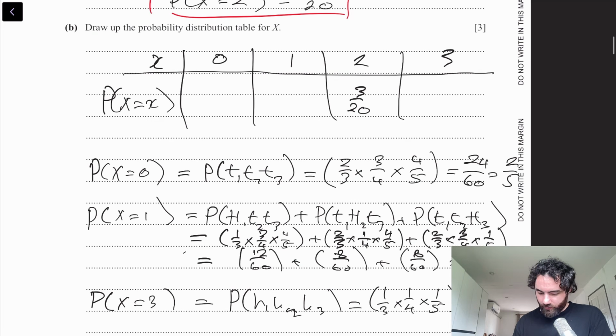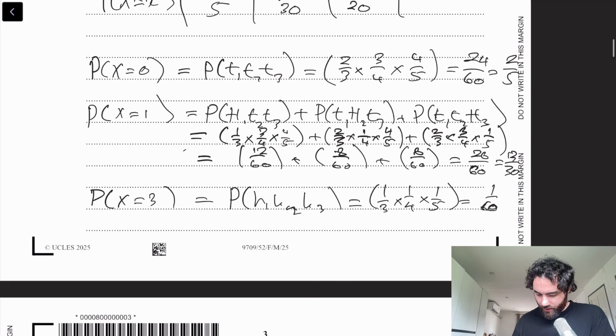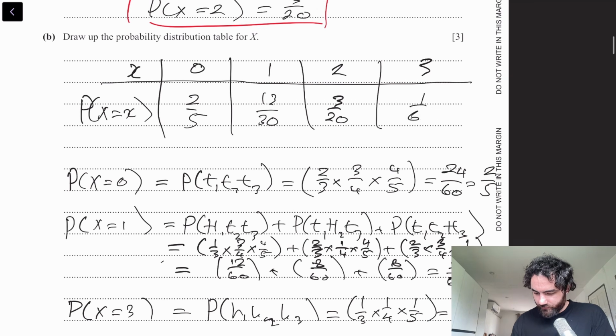Okay, so we have 0 is 2 over 5, we have 1 is 13 over 30, and we have 3 is 1 over 60. Okay, so just to check, all these things should sum up to 1. So 2 over 5 plus 13 over 30 plus 3 over 20 plus 1 over 60. And it does, that sums up to 1. So that means our probability distribution table is most likely, highly likely correct.